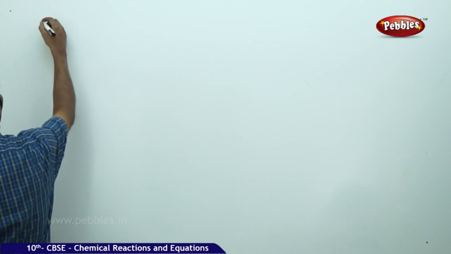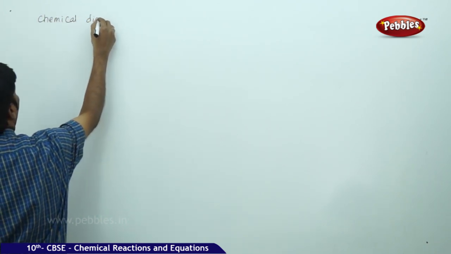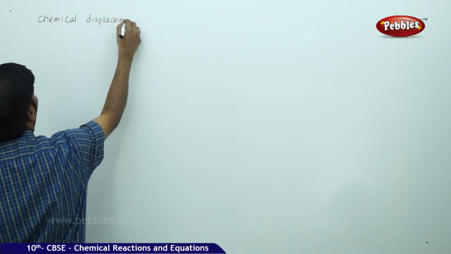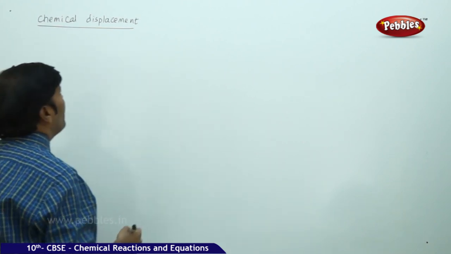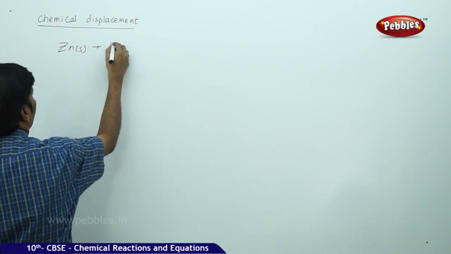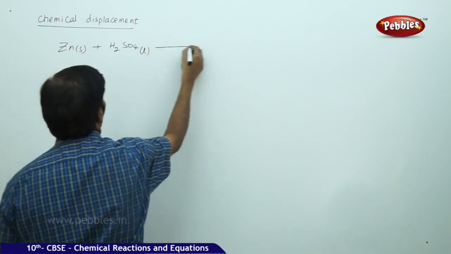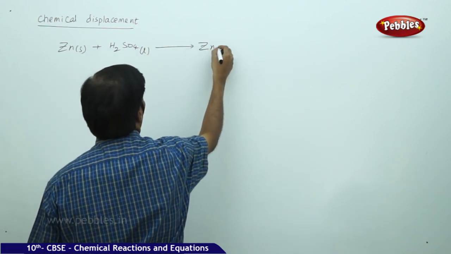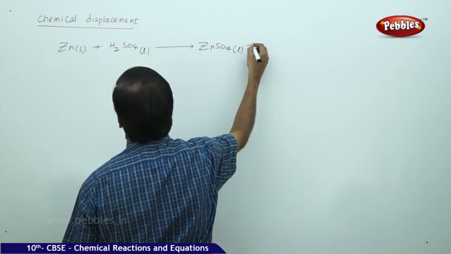So the next type of chemical equation: we have studied the chemical combination and the chemical decomposition. Sometimes you can even go for chemical displacement. Suppose for example you are taking zinc, a solid, and it reacts with H2SO4 liquid, giving rise to zinc sulfate liquid plus H2 gas.